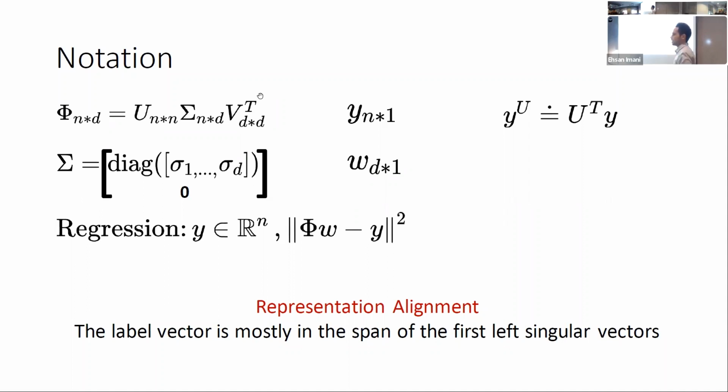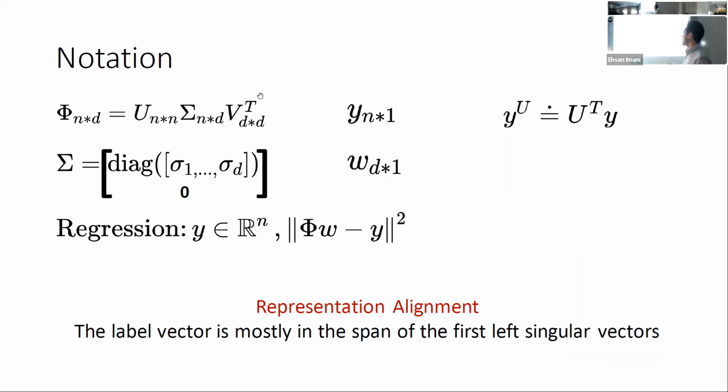Now this matrix U is n by n. So you have n vectors that are each n-dimensional, and they all have length one, and they're orthogonal to each other. That forms a basis for an n-dimensional space, an orthonormal basis, it's called. And your label vector is one vector in an n-dimensional space, so you can represent that vector in that basis of n vectors. And this is what we mean by y superscript u, or U transpose y. Each element of it is just the length of the projection of your label vector on one of these singular vectors. So if y is completely in the direction of the first left singular vector, then this vector y^U is going to be like 1, 0, 0, 0, 0, 0, and so on.